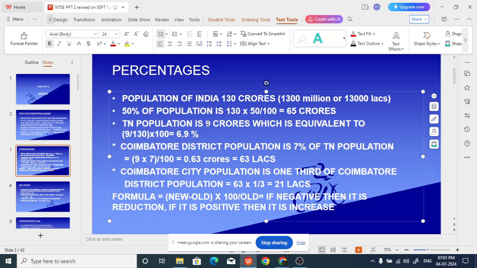9 divided by 130 into 100. How much are you getting? All of you, Parli students, you can also try. 6.8%, sir. 6.8 or 9? Okay, whatever it is, say 6.